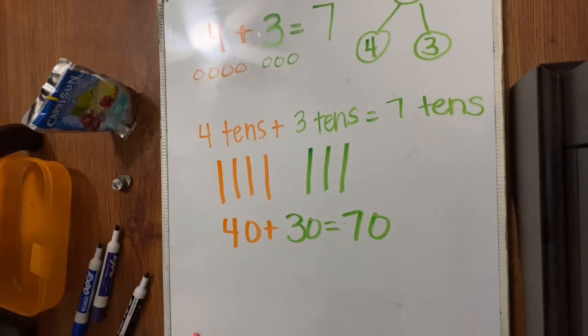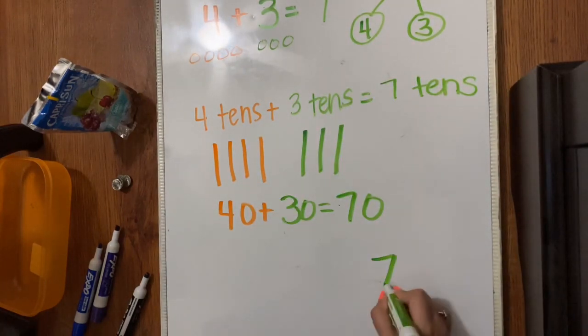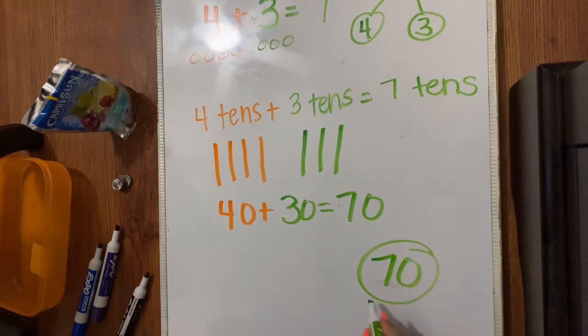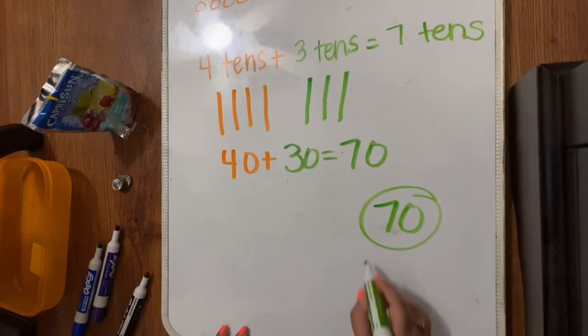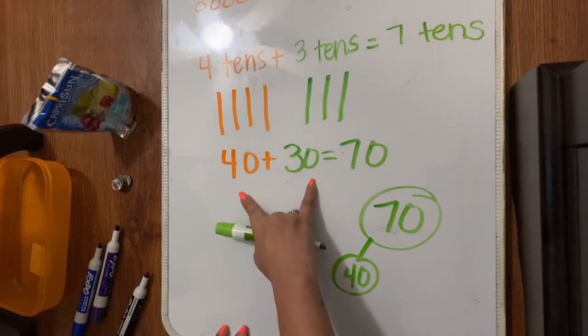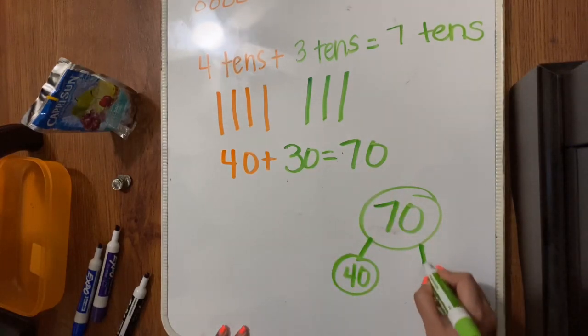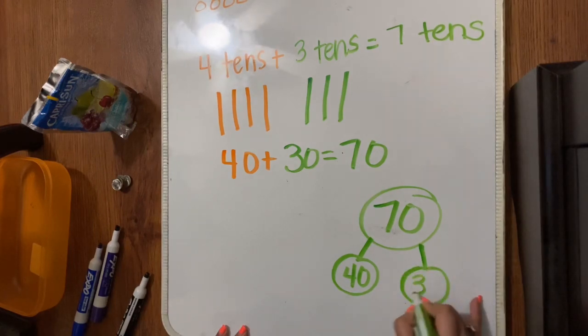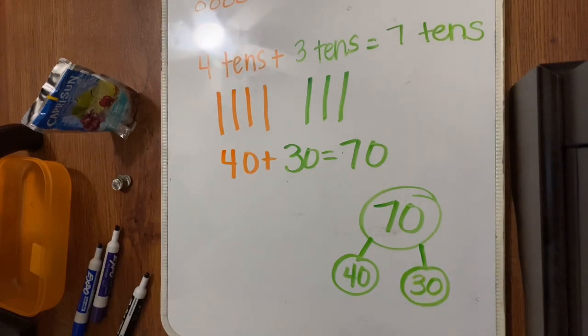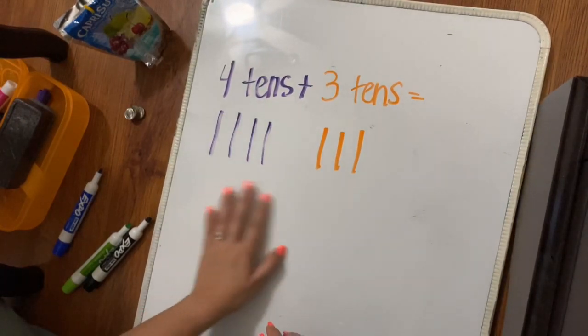And the number bond for that would be very similar to the ones that we have up here. We would have 70 up top. And we would have 40 and 30. Our two numbers, our two things that we added to get to 70. 40 and 30.